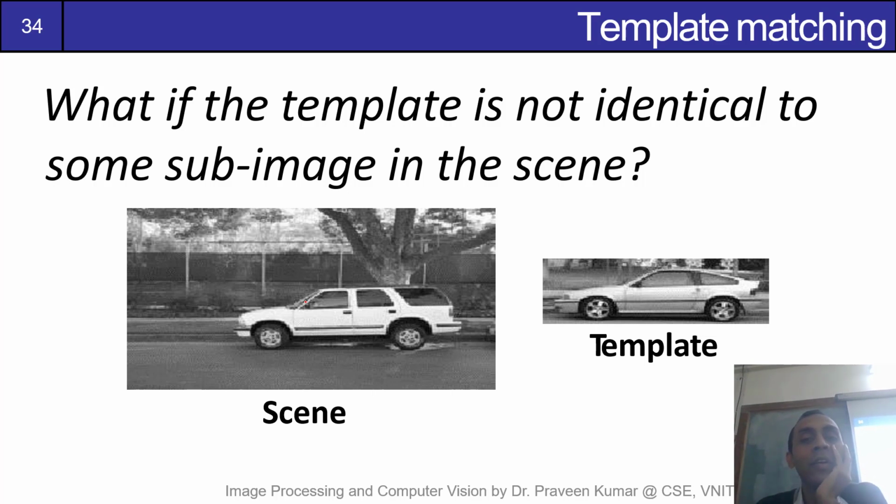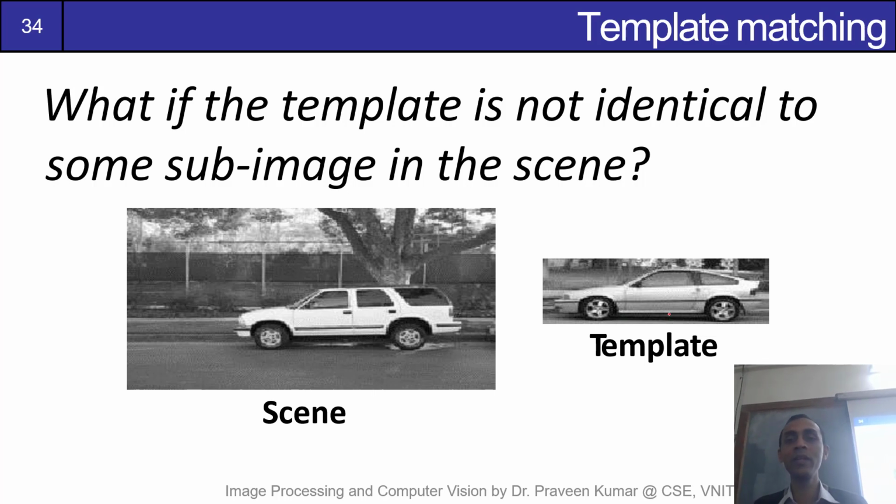So we'll later on see the better approach will be to extract some distinguishing features which may be essential part of that object, like tires or the windows and so on. So that probably will cover towards the later part of the course. But here we are only discussing simple template matching.